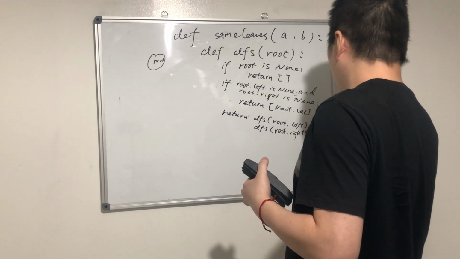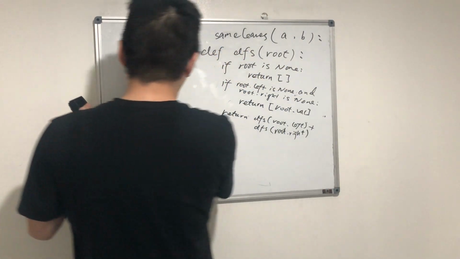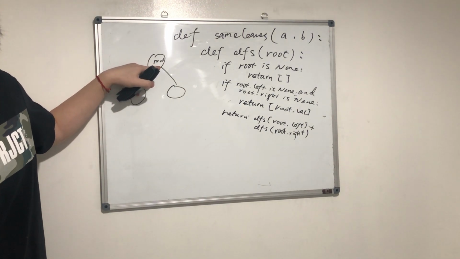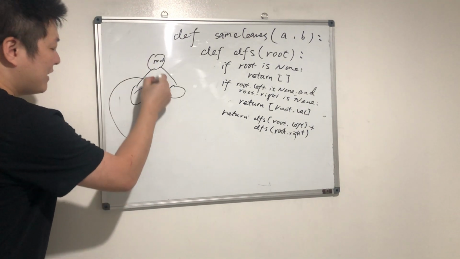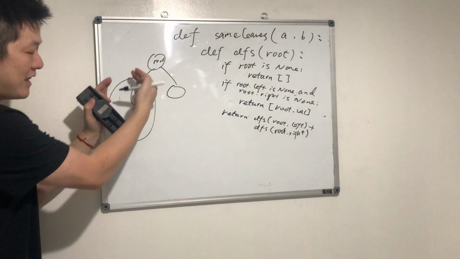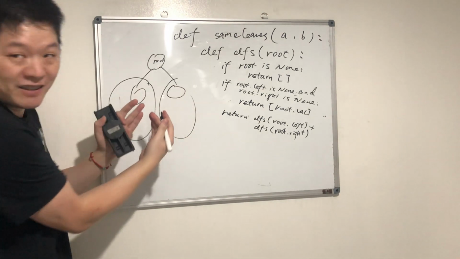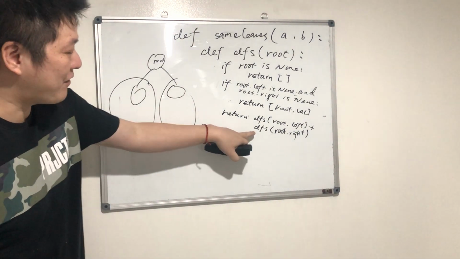So does it make sense? If this is not a leaf node, the final sequence will be the leaf nodes in this tree, plus the leaf nodes on the right tree. So we put it together. All right? Let's go to the depth first search.